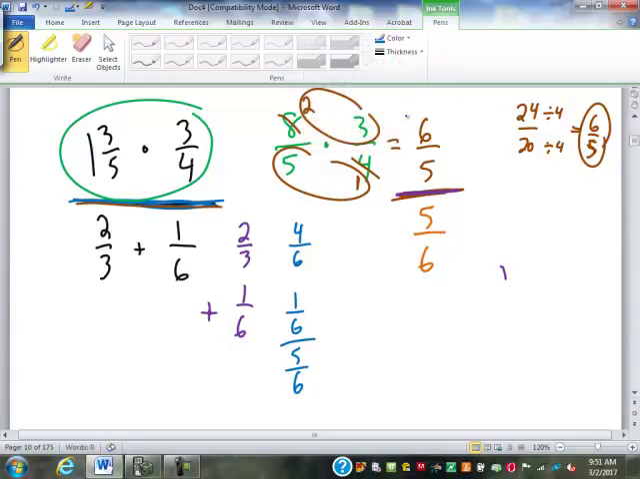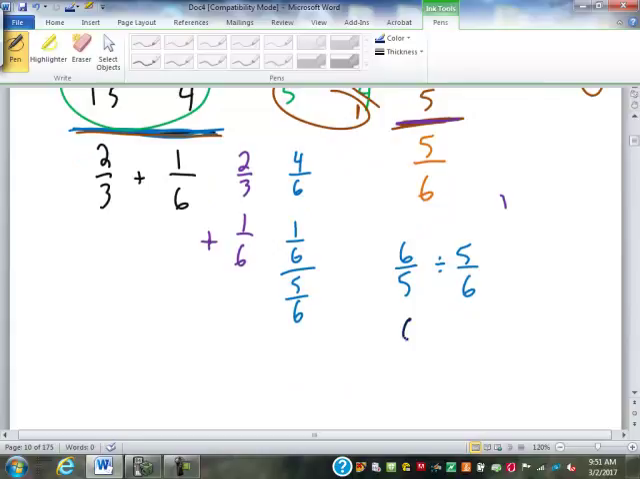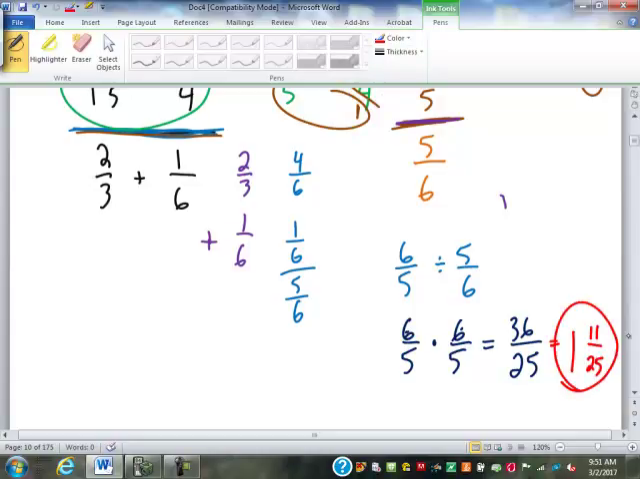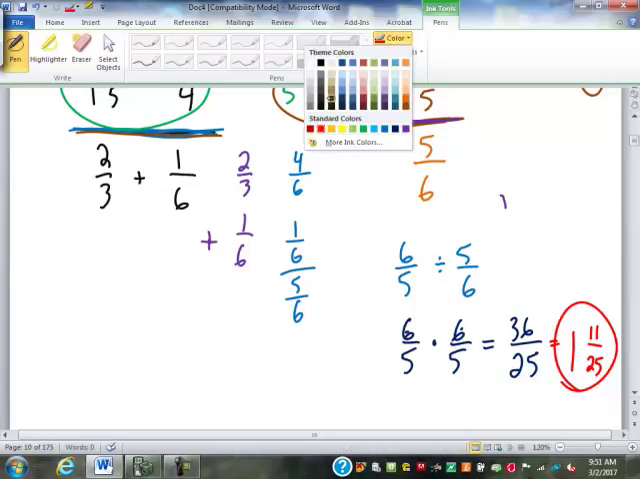What do we do next? It's always easier for me if I write it like this first. 6/5 divided by 5/6. Can I cross cancel? Not right now I can't, because it is still division. Before I can cross cancel, I have to make it multiplication. So this is 6/5 and it'll become times 6/5. So 6 times 6 is 36. 5 times 5, 25. 25 goes into 36 once with 11 left over. So 1 and 11/25. That's the answer.